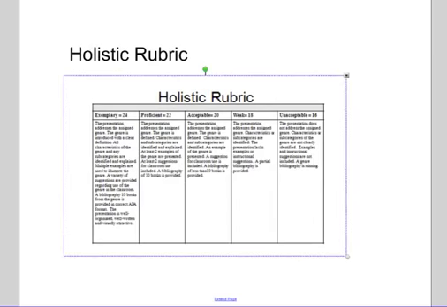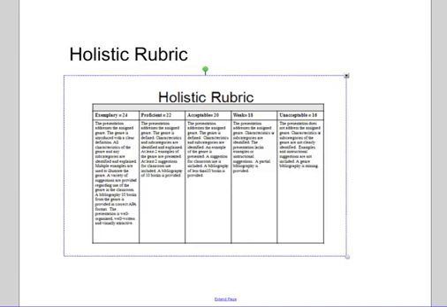A holistic rubric, as I mentioned earlier, gives really an overall explanation. This one says exemplary, proficient, acceptable, weak, unacceptable. Other scoring you'll see is excellent, very good, good, needs improvement. And those types of words are what is used with a holistic rubric.